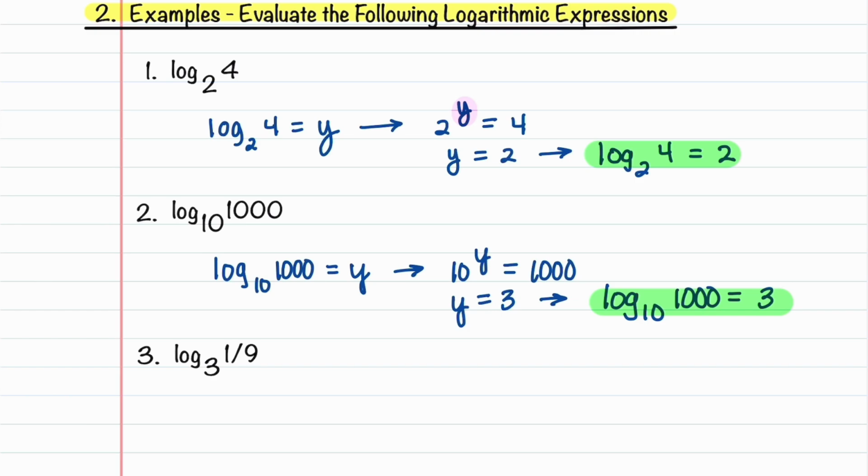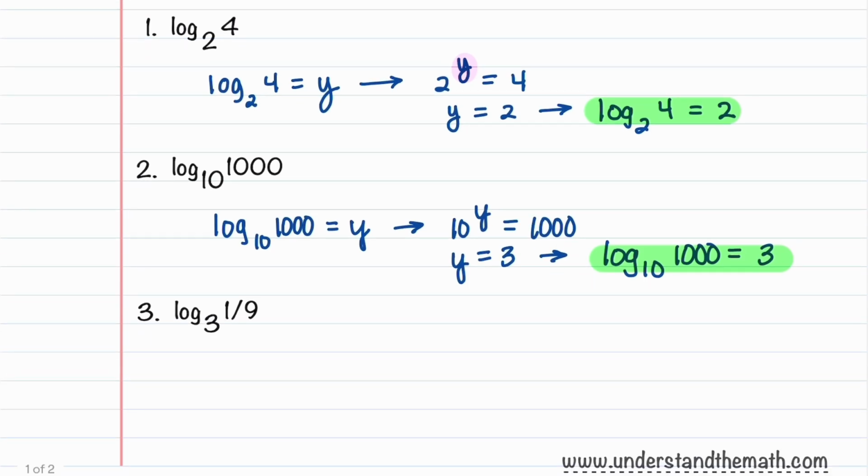Now let's look at our next example. This one is different because we have a fraction in it. We're going to solve it just the same way. We'll write down log base 3 of 1 over 9 is equal to y. Then we'll change this to our exponential form, which is 3 to the y is equal to 1 over 9.